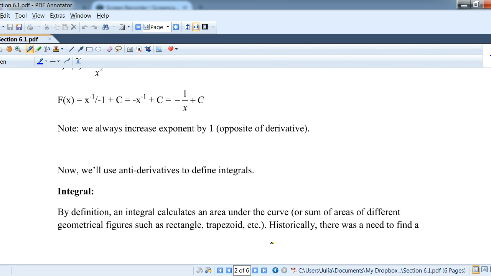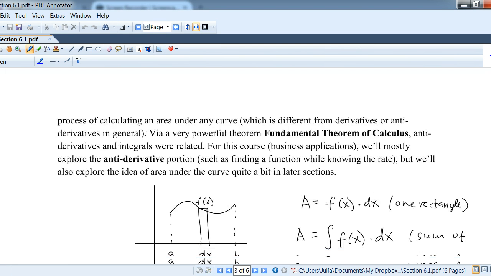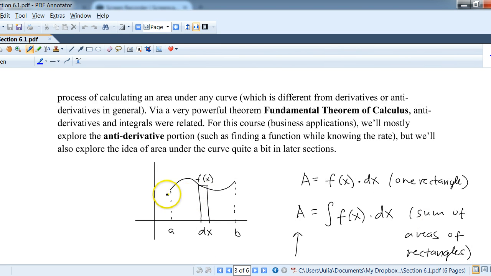It doesn't matter whether you're calculating cost, revenue, volume, Facebook membership, whatever it is you're calculating, it's always going to be the area under the curve, or the sum of areas of different geometrical figures. Let me explain what's actually happening here. Let's say we're trying to figure out the entire area under the curve.